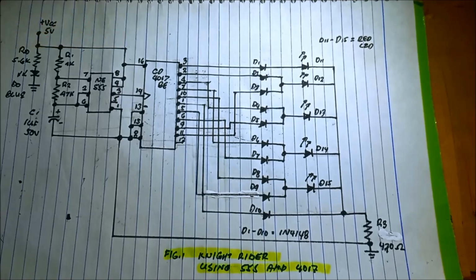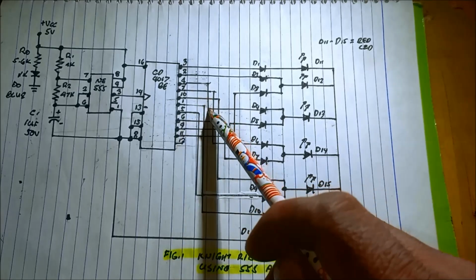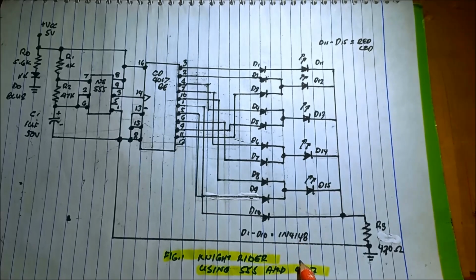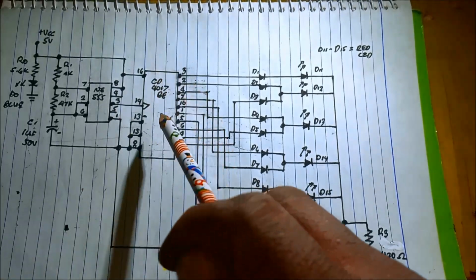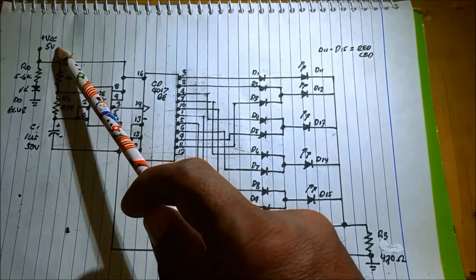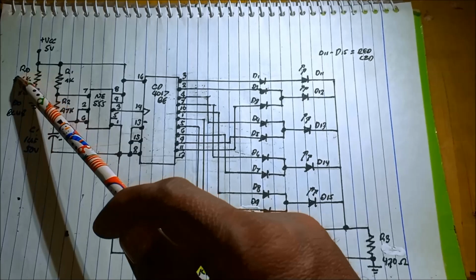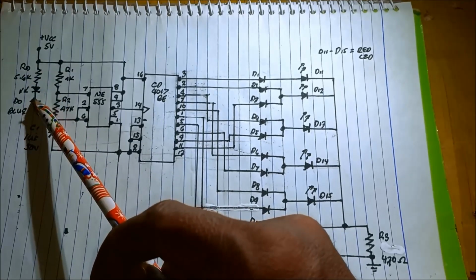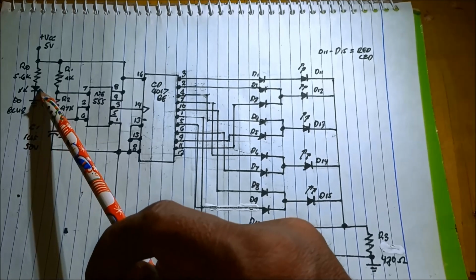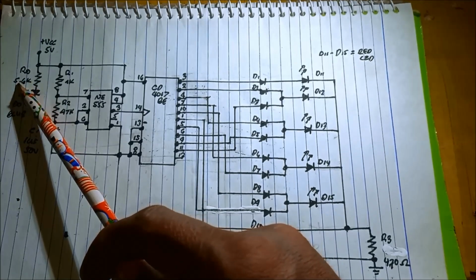We have now the schematic diagram of our project, the Night Rider using 555 and 4017 IC. For our project, we are using a 5 volt supply. And then we have this power LED so that we know that the circuit is on. Blue LED is the color of the power LED, a power indicator with a current limiter resistor of 5.6K.